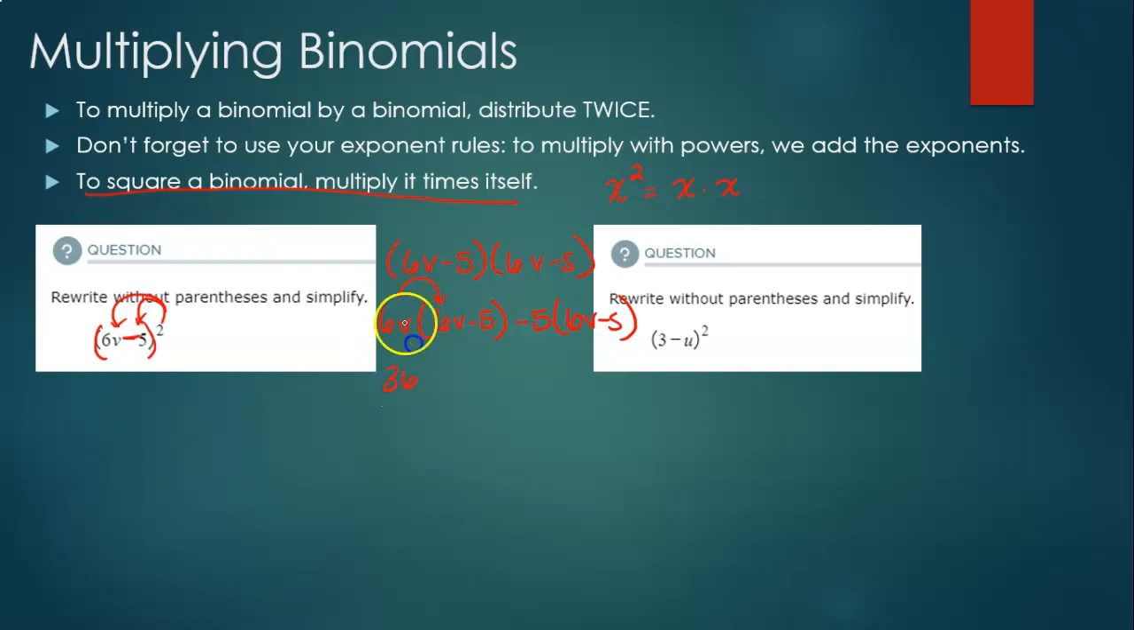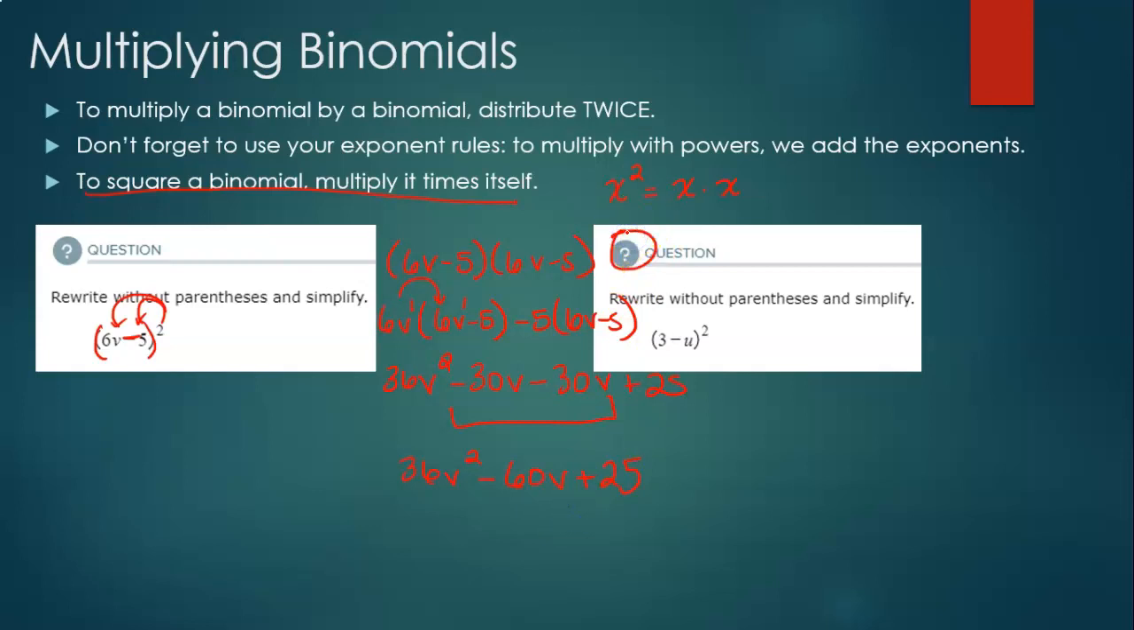6 times 6 is 36. B times b. Now I can use exponent rules because I'm multiplying. I add those. B times b is b squared. 6b times negative 5 is negative 30b. 6b times negative 5 is negative 30b again. And negative 5 times negative 5 is positive 25. Those do not make 0. Put that into your calculator. Negative 30 minus 30 is definitely not 0. It's 36b squared minus 60b plus 25.